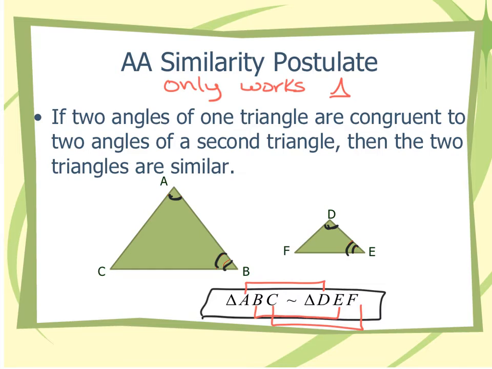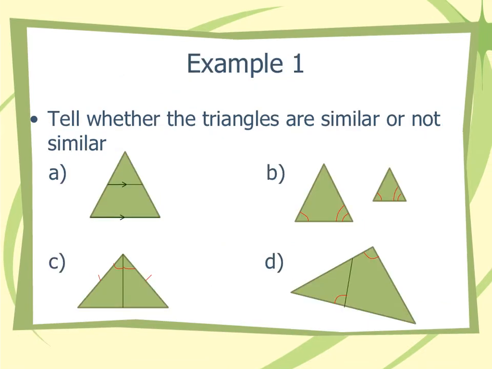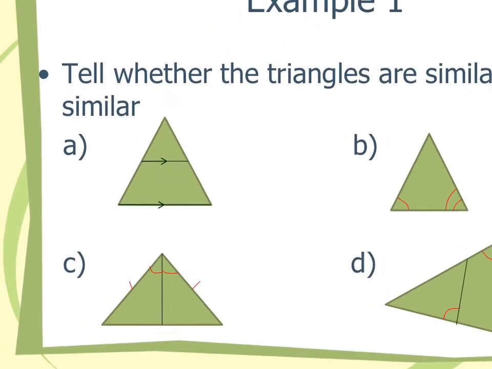Okay, let's try to apply these. Now, what gets a little difficult is some of the triangles are going to be nested within the other triangle. So if it's easier for you to pull them apart to see them separately, you can do that. So let's try example 1. All right, so here we've got 4 examples. They want us to decide yes or no if these triangles are similar.